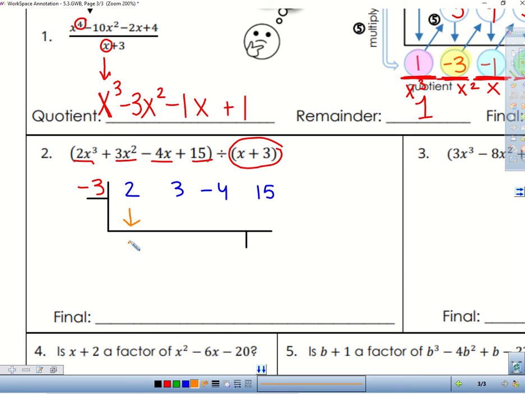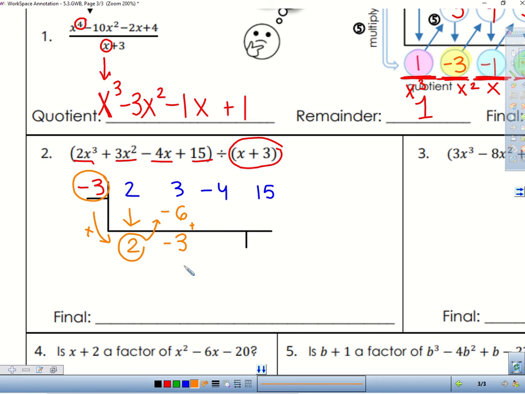Bring it down, multiply, combine, multiply. So you see the process that we're doing here. Bring down, multiply this times this. This gives you that. Combine.